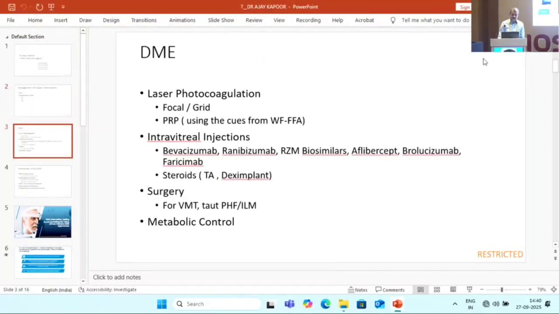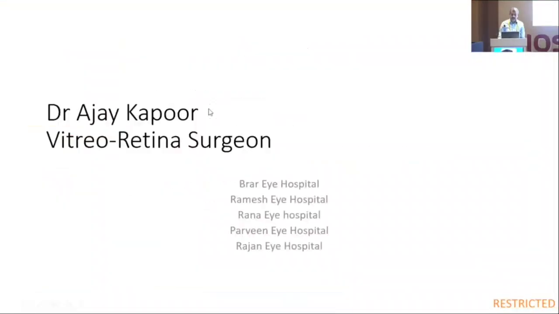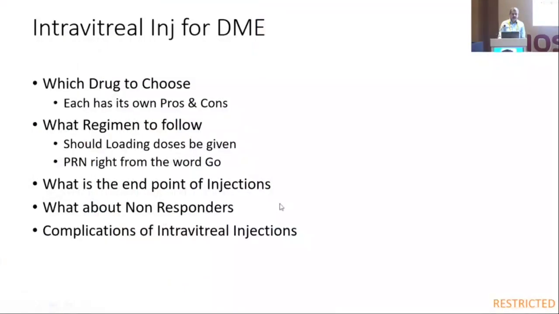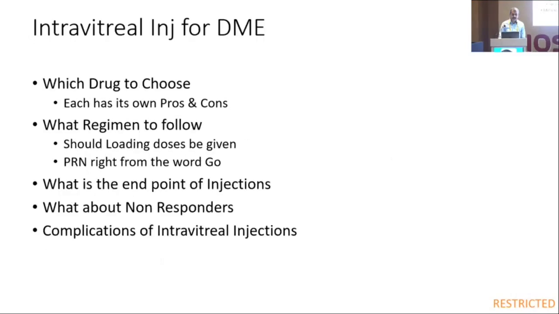To tackle DME, we have laser photocoagulation, which we used to do many years back, but now it's getting reduced because of the availability of injections. If we are talking of injections, we now have so many possibilities available that we are spoiled for choice. And there is also a role of surgery for vitreomacular traction cases. Last but not the least, metabolic control has to be emphasized in order to manage these cases.